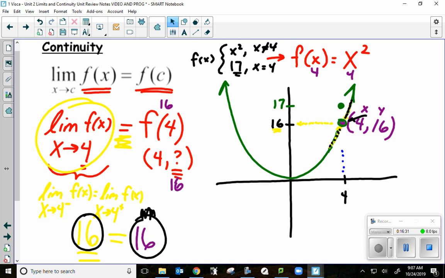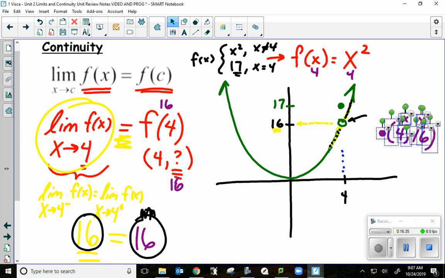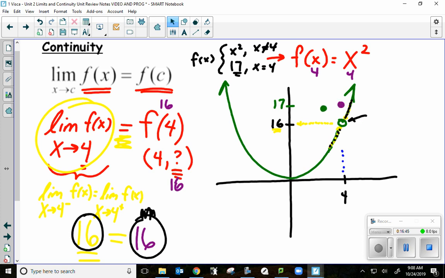If the point is not there, if it's anywhere else, wow, look at that. Let's get rid of this just so you don't see these coordinates. Okay? If this point is here, obviously it's not continuous. If the point is here, right at 16, it is continuous. If it's here, or wherever, the actual coordinate has to be where the limit is, so I know it's filled in, and I know it's continuous.